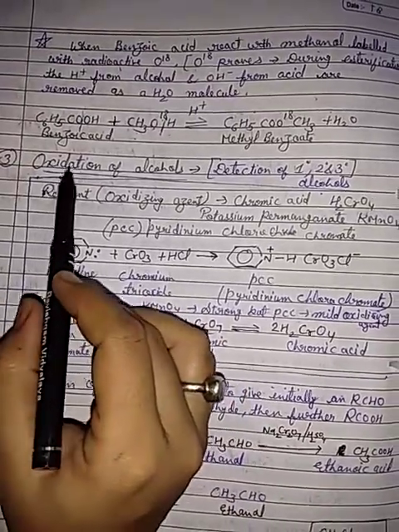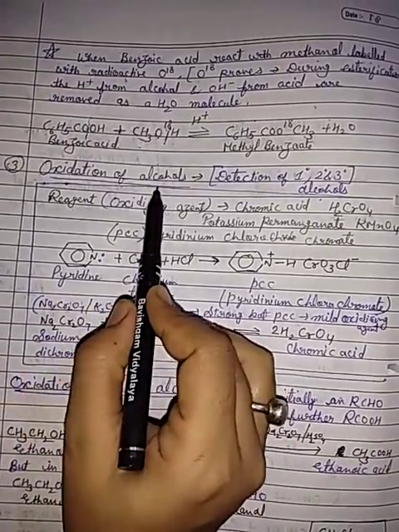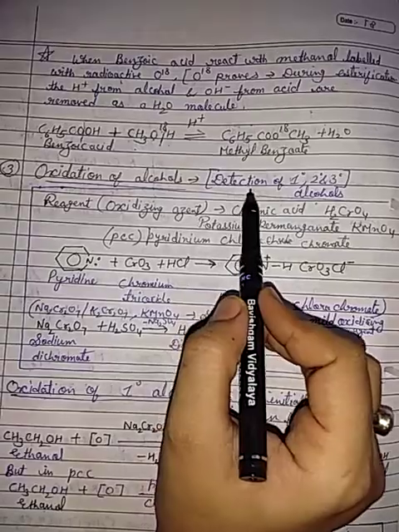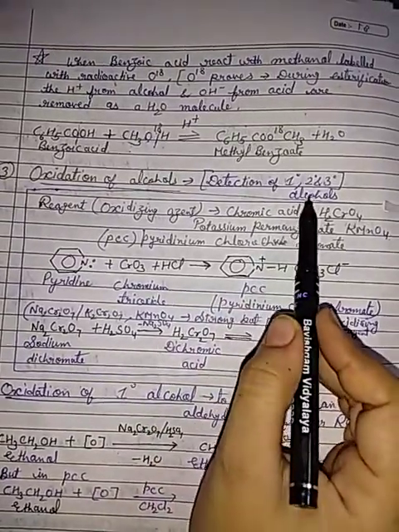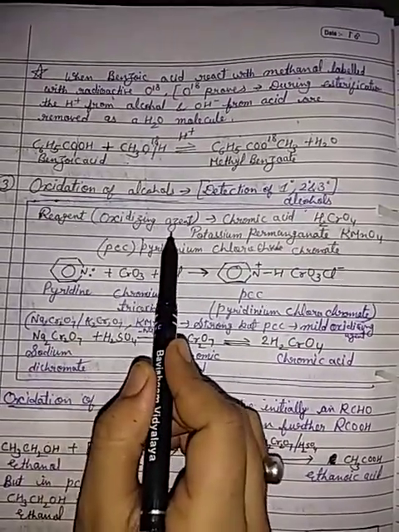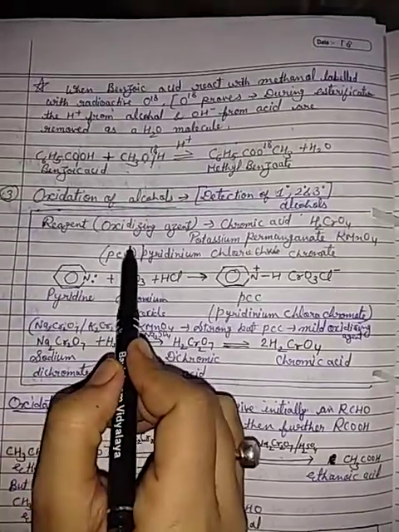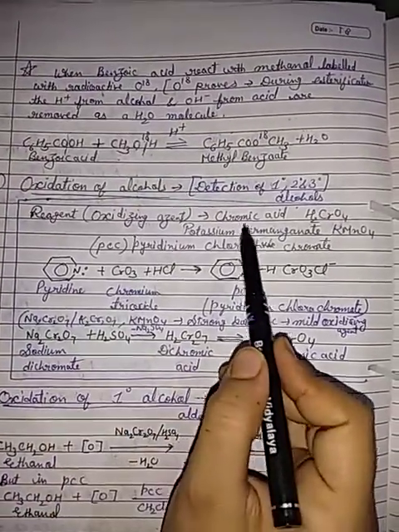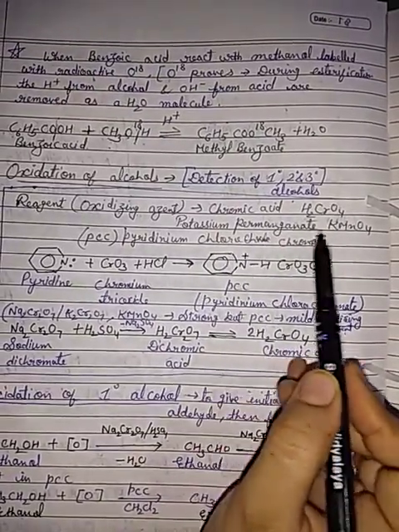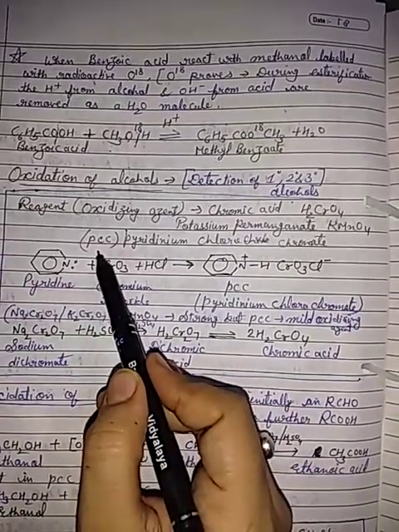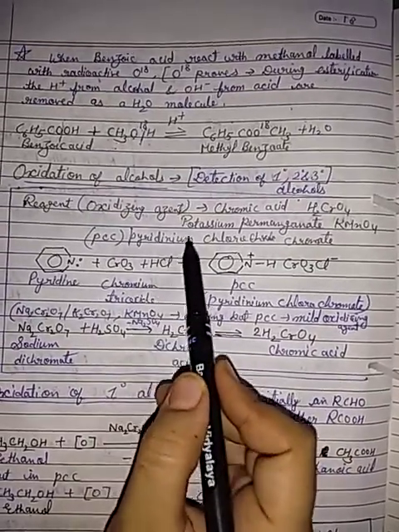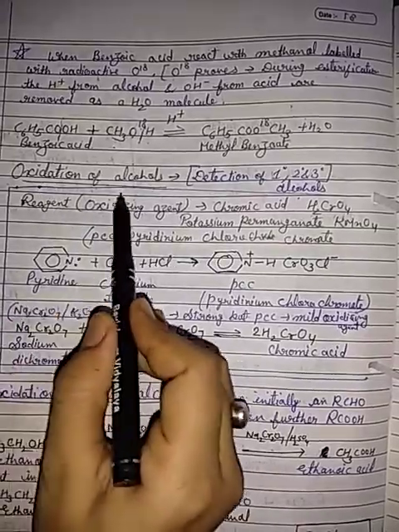Then the third method is oxidation of alcohol. This reaction is used for detection of 1 degree, 2 degree and 3 degree alcohols. We have to use an oxidizing agent: chromic acid, H2CrO4; second, potassium permanganate; and third, PCC, pyridinium chlorochromate. Any oxidizing agent you wish can be used in the oxidation of alcohol.